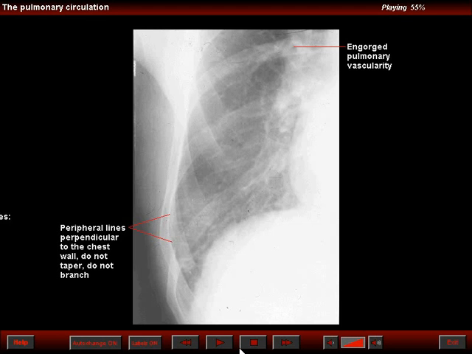These are the so-called Kerley B lines. When these lines crisscross, they form a mesh, and they have been called the Kerley C lines. When they parallel the domes of the diaphragm or parallel the chest wall, they usually represent a thickening of the visceral pleura, the connective tissue at that level, and have been called the Kerley D lines.